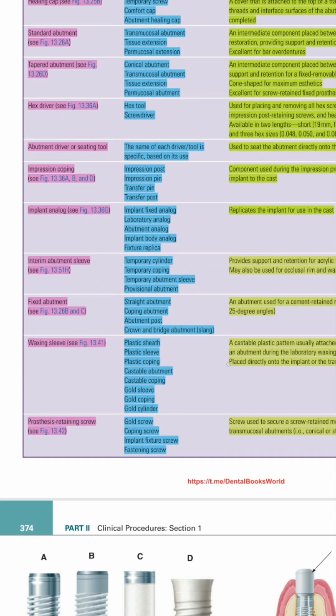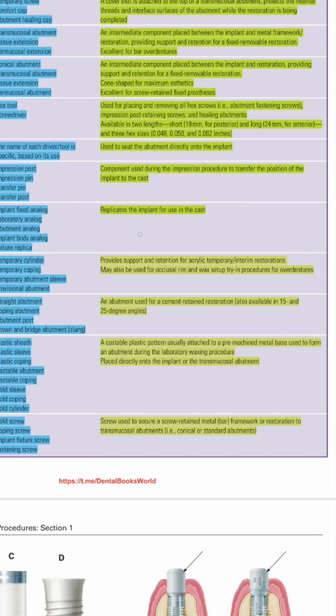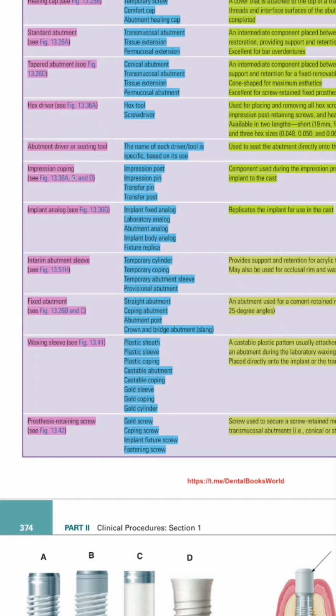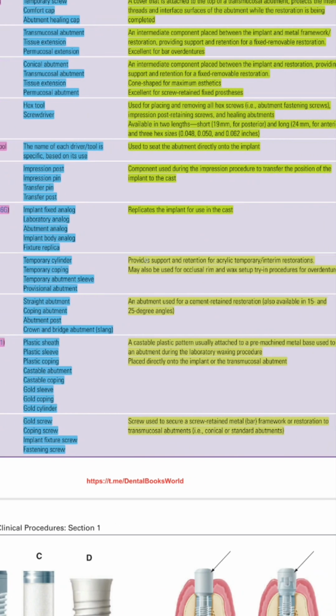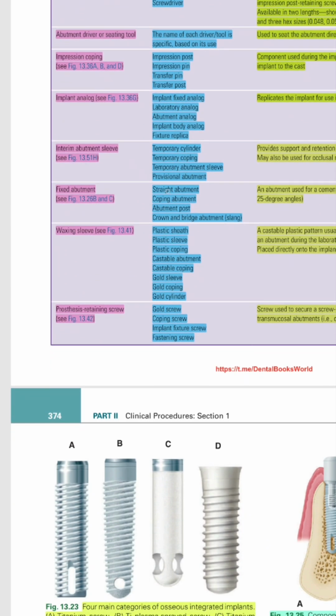And the abutment impression coping, or the transfer, is used when we are taking the impression to transfer the position of the implant to the cast. And the analog, that is attached to the transfer after the impression is taken, replicates the implant for us to use in the cast.